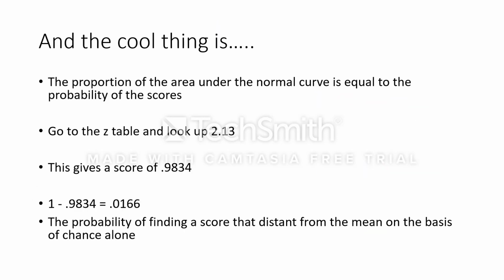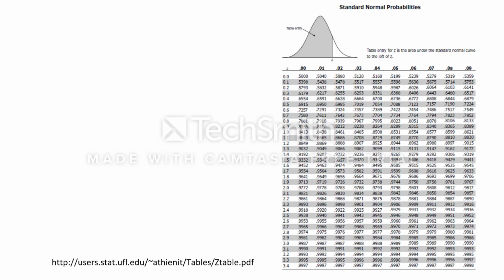Some cool things about this: the proportion of area under a normal curve is equal to the probability of the scores. So what we need to do is go to a Z table and look up the Z score that we've calculated, which is 2.13. When we do that, it will give us a value of 0.9834. I'm just going to show you the Z table here. I know that's quite small, but there is a URL at the bottom if you wanted to go and find these, but they are easy to find on the internet with Google.